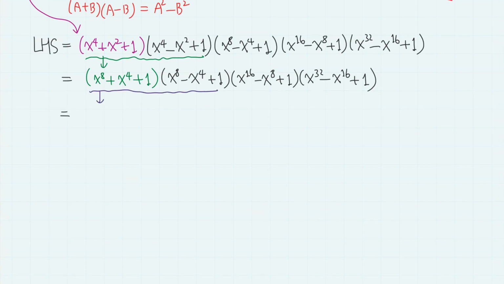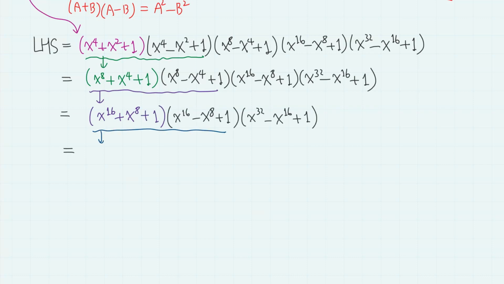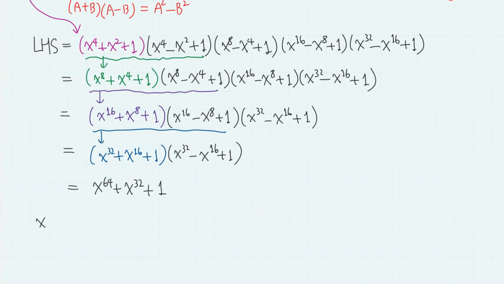These two will give x to the power of 16 plus x to the power of 8 plus 1. These two will give x to the power of 32 plus x to the power of 16 plus 1. So we eventually have x to the power of 64 plus x to the power of 32 plus 1. Therefore, the equation becomes x to the power of 64 plus x to the power of 32 plus 1 equals 2.